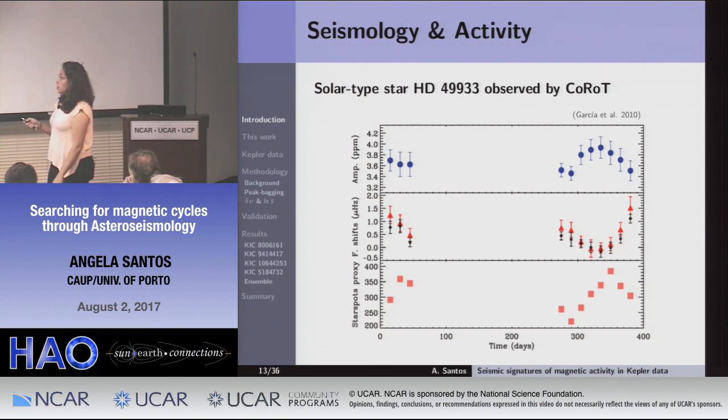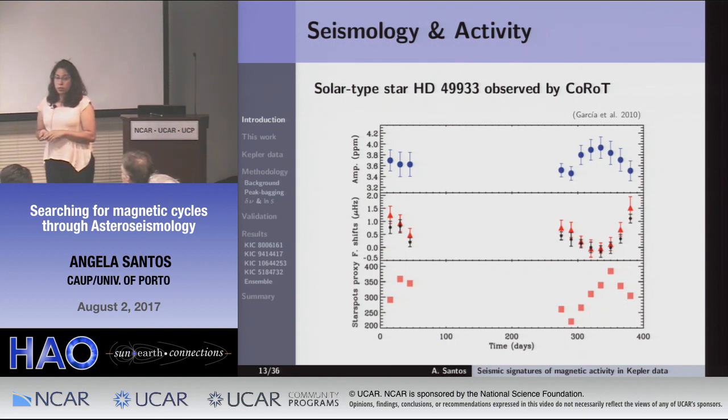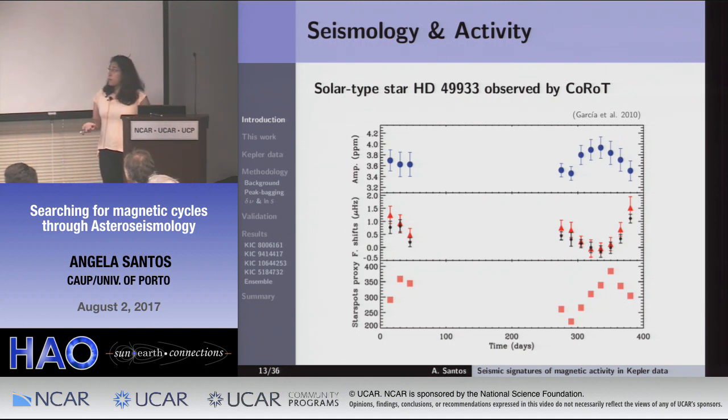And this corresponds to the first detection of such variations in a star other than the Sun. This is a star observed by CoRoT. This detection was made by Garcia et al. in 2010. In this first panel, they have the amplitudes of the acoustic modes, here the frequency shifts, and here a star spot proxy computed from the light curve. They found the amplitudes and the frequency shifts varying in antiphase, just as is the case for the Sun, and they also found the variation in the star spot proxy consistent with a magnetic cycle. So this was the first detection.